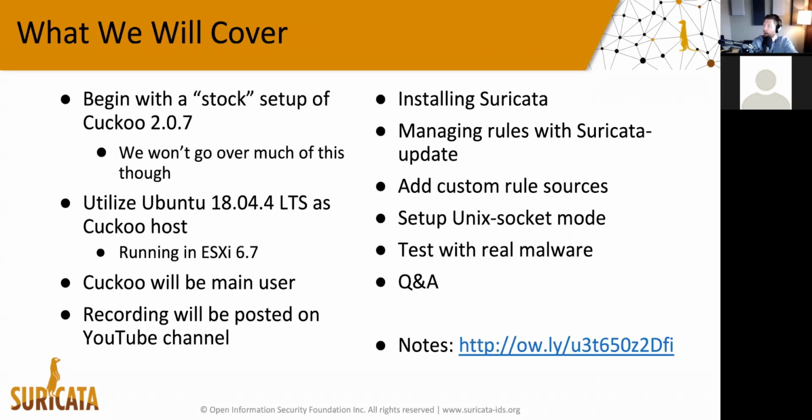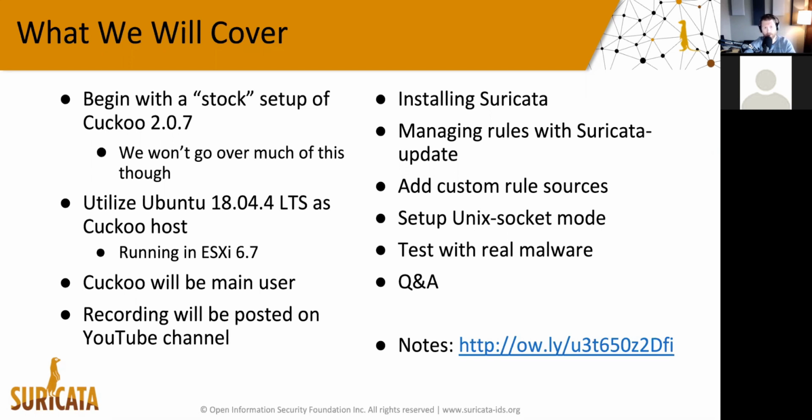So I want to get right into the demonstration today, and I wanted to just lay the ground rules for what we're going to be covering. As you can see, we're going to begin with what I'm calling a stock setup of Cuckoo 2.0.7. That's the latest version that's available on their GitHub. I've gone through the installation as per the documentation, and I'll just point out a couple of things here once we get into the VM. But that's not really the focus here. The focus is on getting into running Suricata.